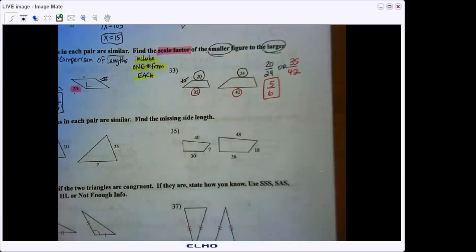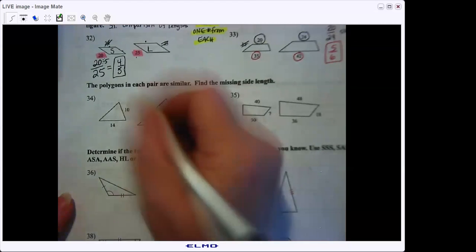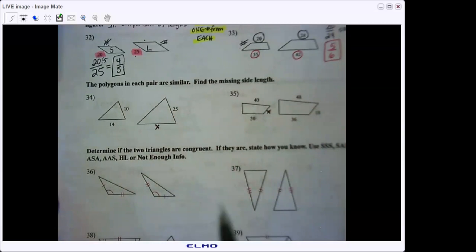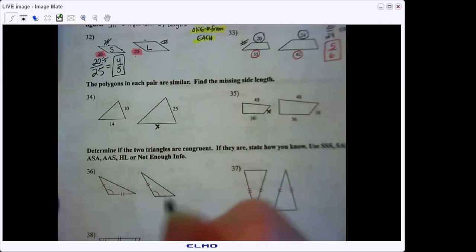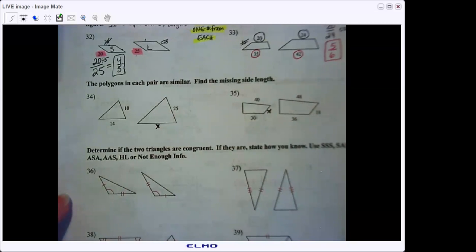Okay, so we're going to take that knowledge of the scale factor, and it's going to allow us to find the missing side. This is the only one where you don't have to have it as smaller to larger, but they didn't say how they wanted you to do it. So we can actually just use this as a proportion. That means we could set it up like a scale factor, but we could also just set it up as a proportion. So it's going to be your choice. So let's look at it.